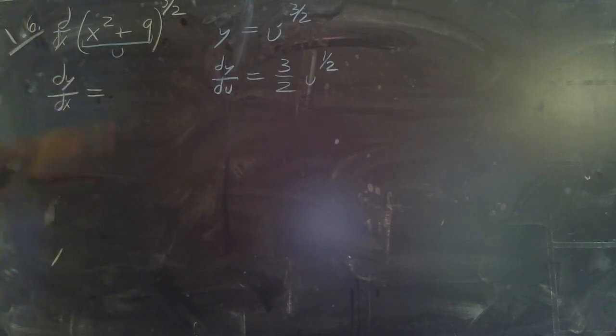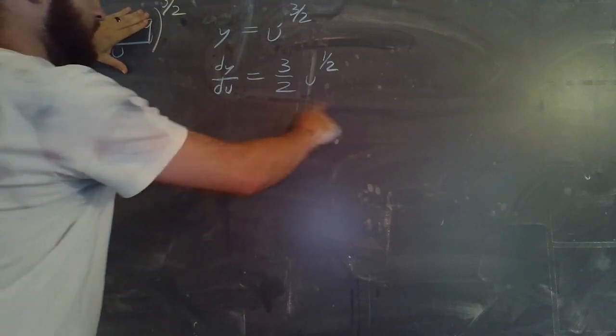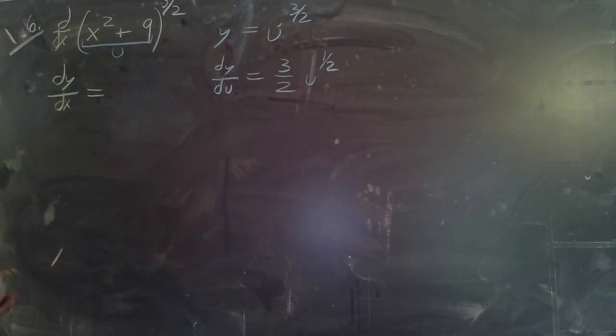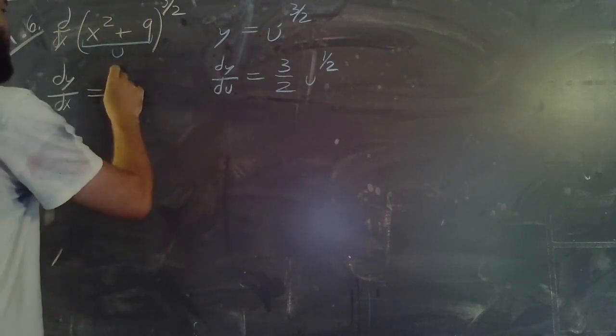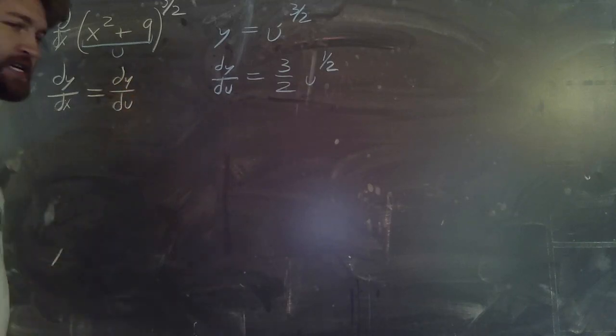And in wishful thinking land, basically what I'm doing is I'm just covering up this x squared plus 9, and I'm saying, well, what if it was just a single variable like u? Okay. Well, if it was a single variable like u, then we would get this. But notice that gave us dy over du.